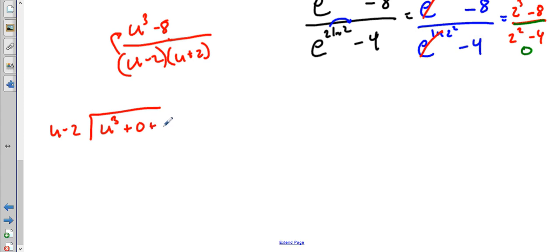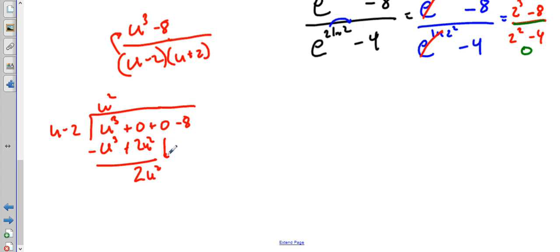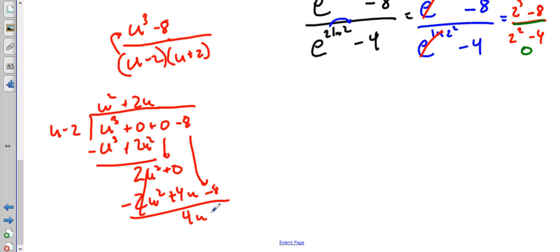So squared, linear, minus 8. All right, so when we do that, I have u squared. We can know the difference of cubes as well, but if you forgot it, this is what you got to do. Minus 2u squared, opposite, turn to the 2u squared, bring down the 0. It's going to turn into plus 2u. We have 2u squared minus 4u, opposite, bring down the negative 8. All right, cancel out. We have 4u minus 8 plus 4.